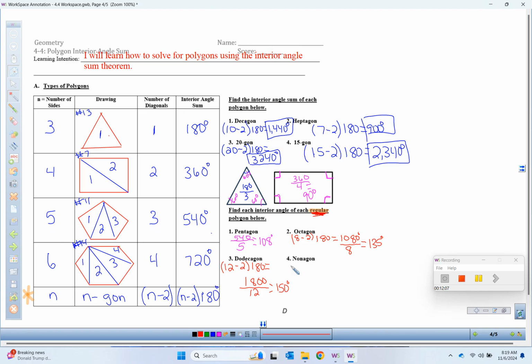Okay, a nonagon, we know is a 9-sided polygon. So 9 minus 2 times 180. We should get 1,260. Once again, it says it's regular, so we can just divide it by the amount of sides because they're all going to be the same. And we should get 140 degrees.